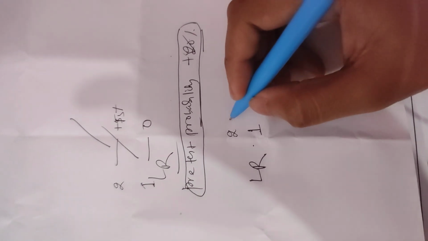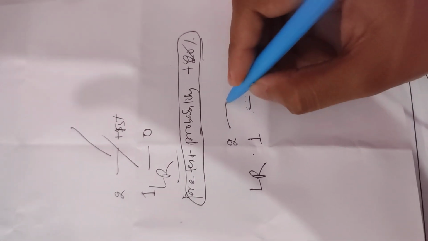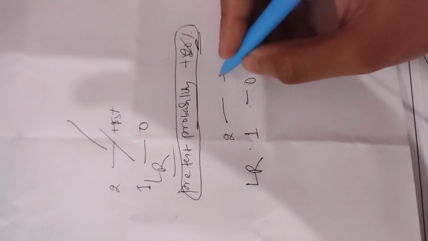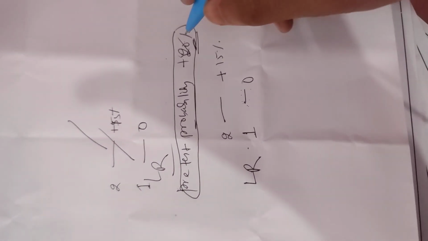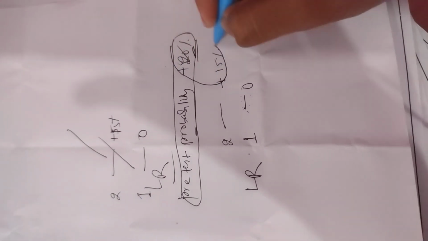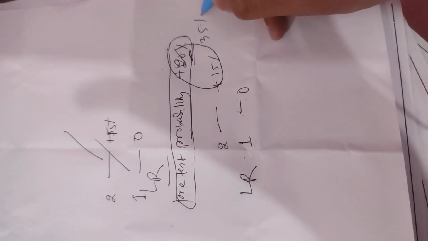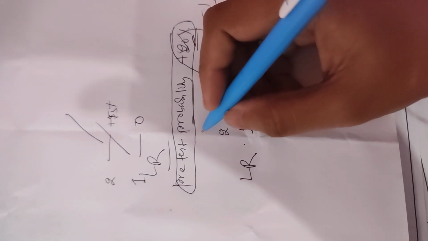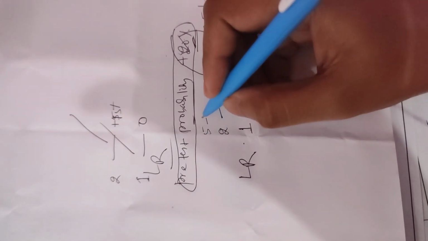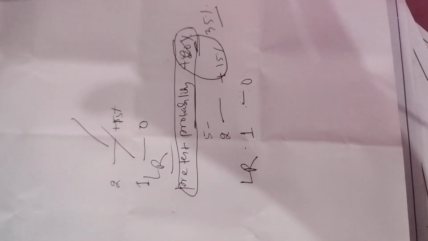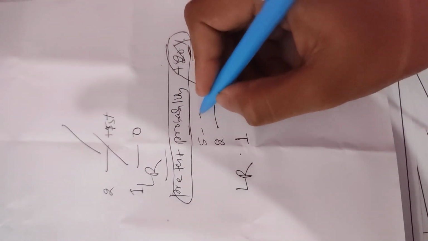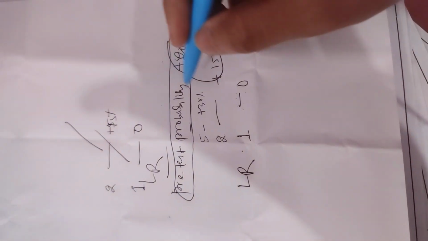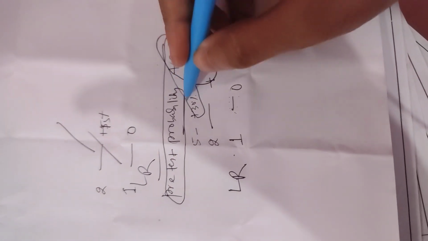So if the likelihood ratio is 2, it increases this pretest probability by 15%. So total post-test probability will be 35%, right? If the likelihood ratio of your test is 5, then it increases the post-test probability by 30%, right? So your total post-test probability will be 30 plus 20.